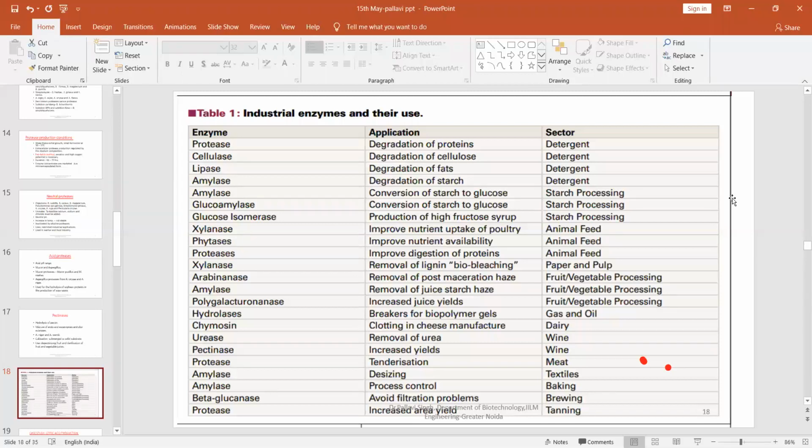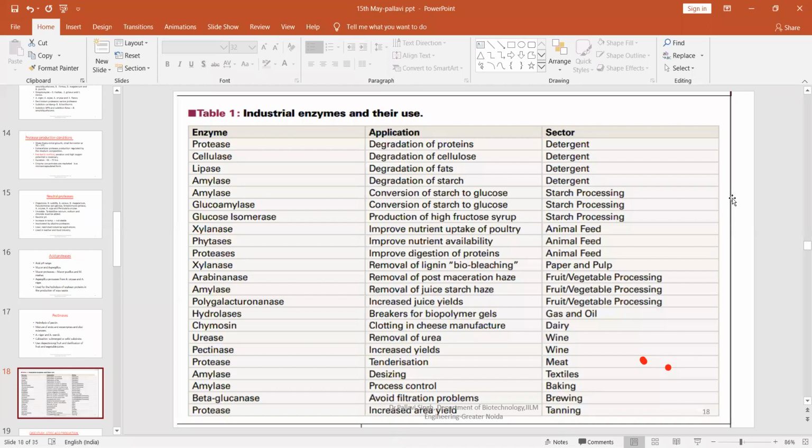Similarly, in the paper and pulp industry, we use xylanases because they have the tendency to break down lignin. Lignin is a very complex molecule having cellulose, hemicellulose. So xylanases have this property to break down the lignin and expose the hemicellulose fibers. So xylanases are used in paper and pulp.